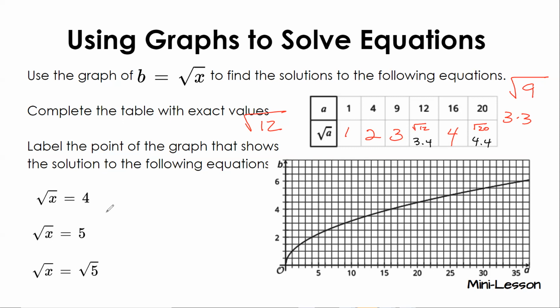Okay, now we're going to label the point on the graph that shows the solution to the following equation. So this is saying the square root of x, which is this line right here, is equal to 4. We're going to look at when y is 4. Right there. Okay, 16. So x would equal 16.